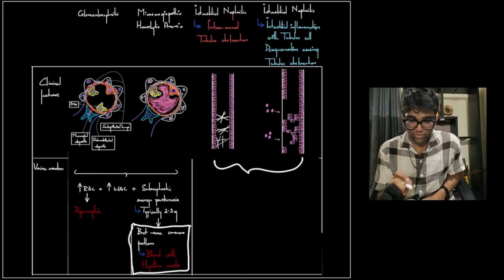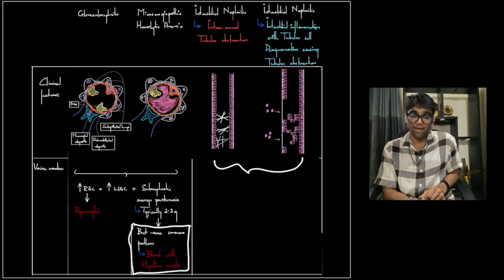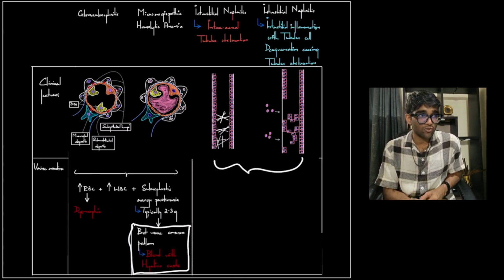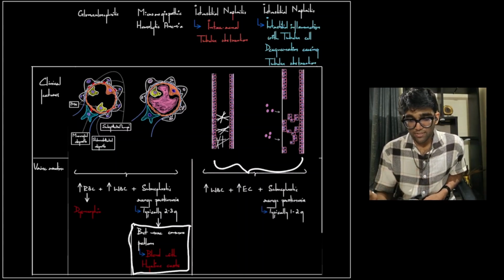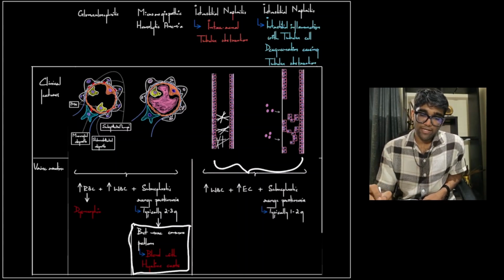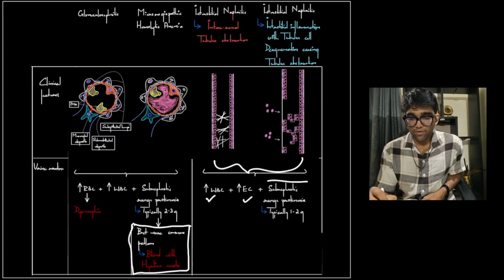Okay. With microangiopathic hemolytic anemia, what you get is a bland urinary sediment with hyaline casts. More commonly than RBCs, but RBCs may also occur. So in case of tubular problems, you may have an increase in WBCs and epithelial cells, and there is subnephrotic proteinuria.